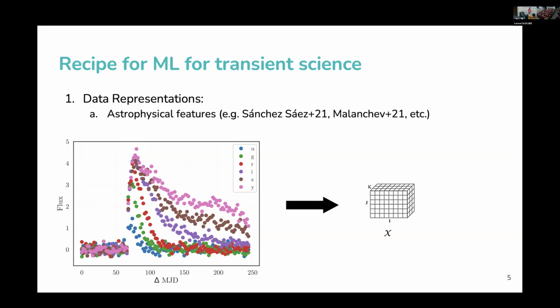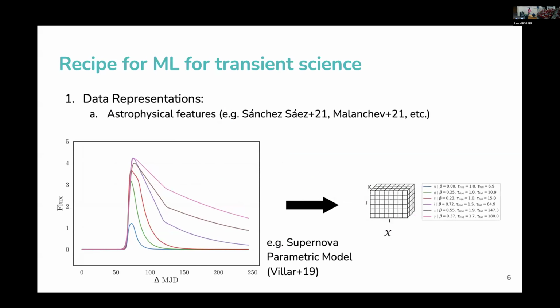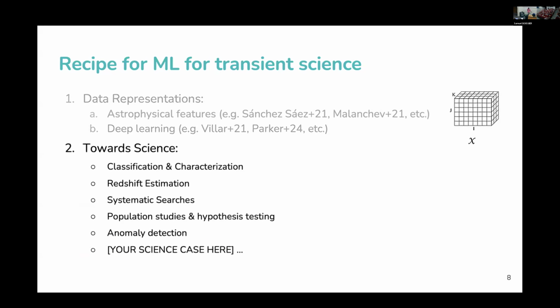So an example of that could be just fitting an astrophysical feature, right? So just fitting your favorite model to a light curve to get some fits. For example, if you have a supernova, you can do something like a supernova parametric model, and that'll give you some numbers that represent your data. And alternatively, a more popular approach nowadays is also using deep learning. So you can pass the light curve directly to a neural network to, again, get some numbers just to represent your data. So that's part one.